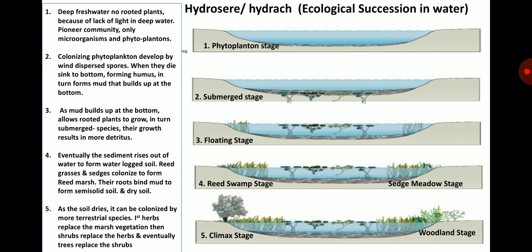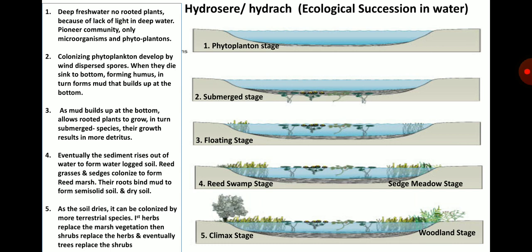So, hydrosere, that is the ecological succession in water, is depicted in this figure exhibiting different stages, which are called seral stages. First and foremost is the deep fresh water where there are no rooted plants because of lack of light in deep water. The pioneer community, only microorganisms and the phytoplanktons, will be seen as the first stage. The second are the colonizing phytoplanktons developed by wind dispersed spores. When they die, they sink to the bottom forming humus, which in turn forms mud that builds up at the bottom. So this is called a submerged stage.